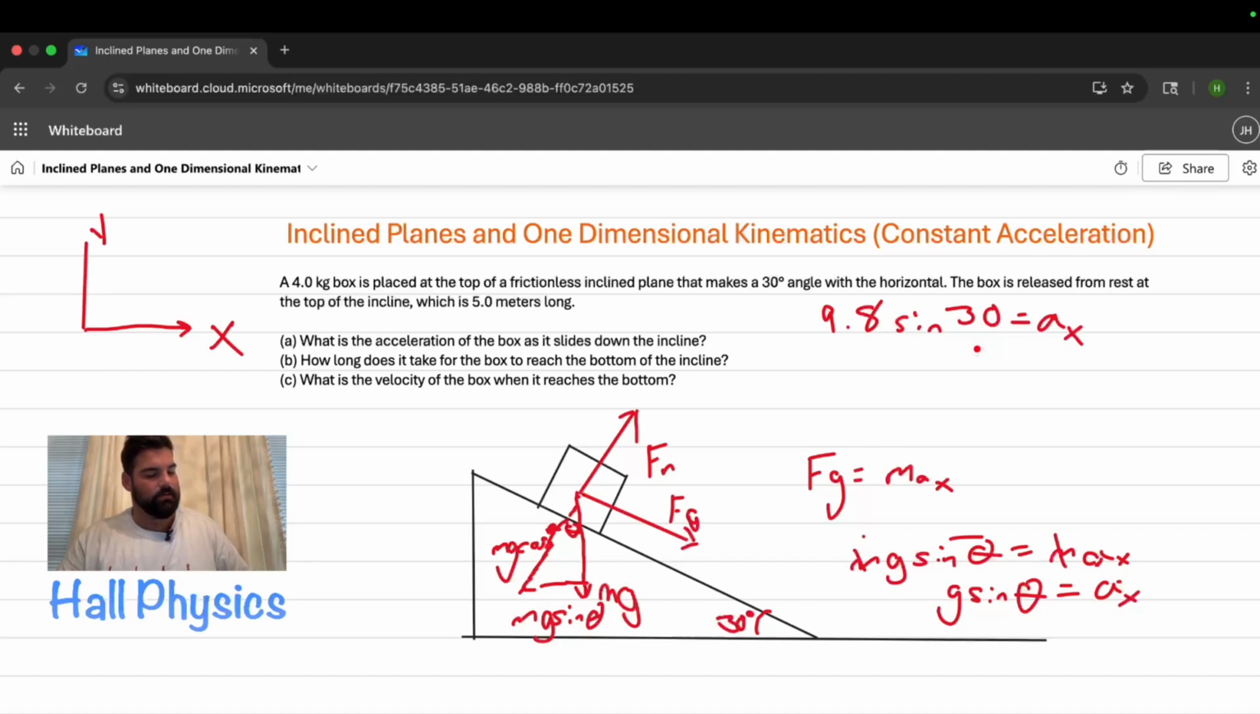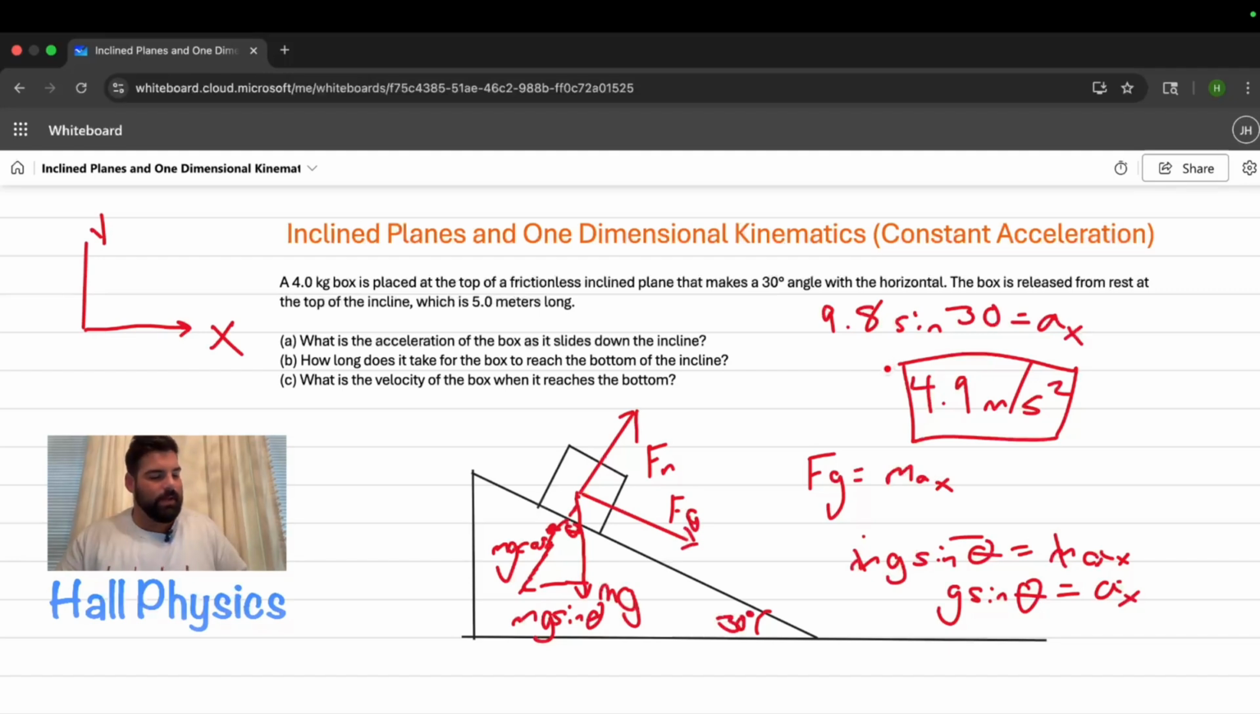Let me type this in my calculator real quick. Okay, 9.8 times sine of 30. Where's my close parenthesis? There it is. Okay, and we will get 4.9 meters per second squared. So that is how fast our box is moving down this ramp.